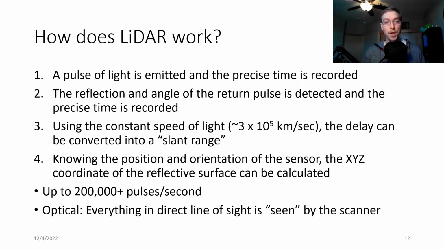Knowing the position and orientation of the sensor, XYZ, or as my Canadian advisor used to say, XYZ. If you see Dr. Joel, make sure you use the Z word.